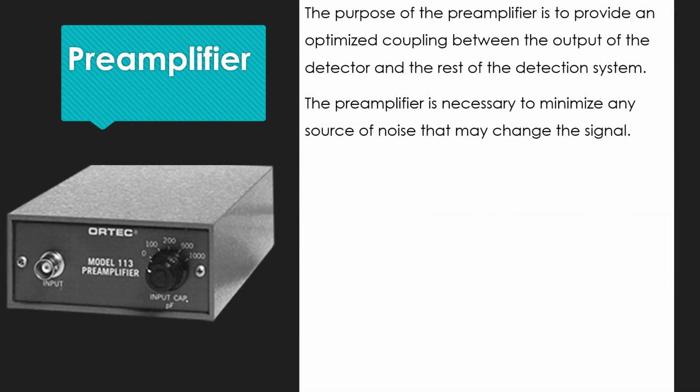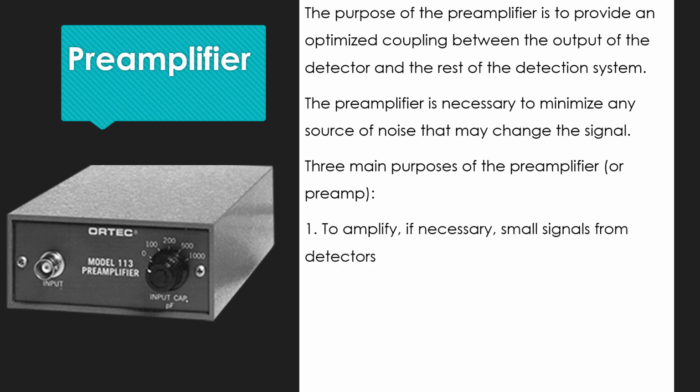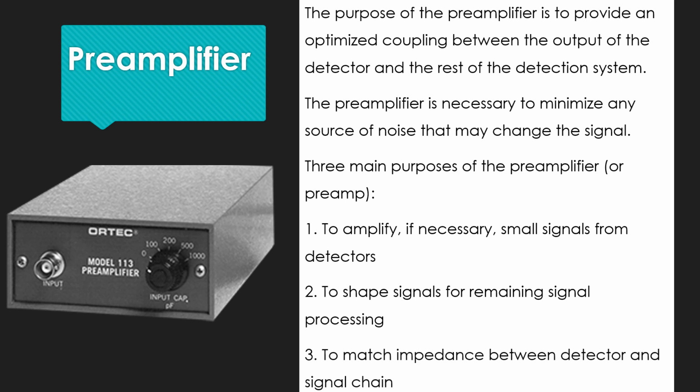The preamplifier is necessary to minimize any source of noise that may change the signal. The purpose of the preamplifier is to provide an optimized coupling between the output of the detector and the rest of the detection system. So I have three main purposes of the preamplifier. Why am I using this preamplifier? First, to amplify the small signals from detectors. Two, to shape the signals for remaining signal processing. Three, to match the impedance between detectors and signal chain.